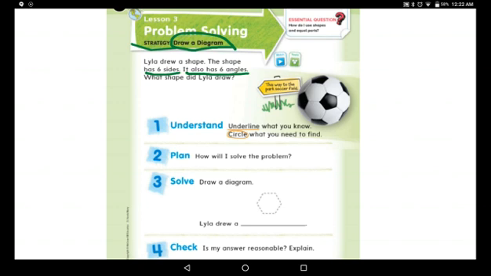First, I will follow the problem solving strategies. We will underline the things that we all know, while we will circle what we need to find. I will underline 6 sides and 6 angles, and I will circle what shape did Leela draw.